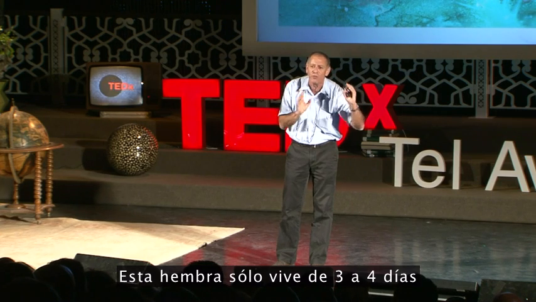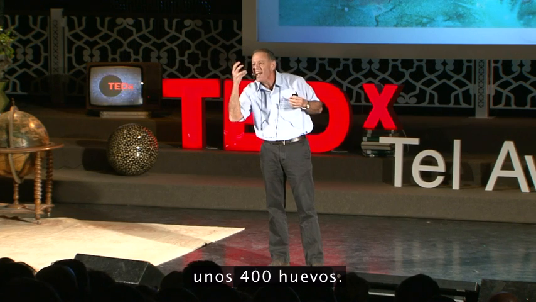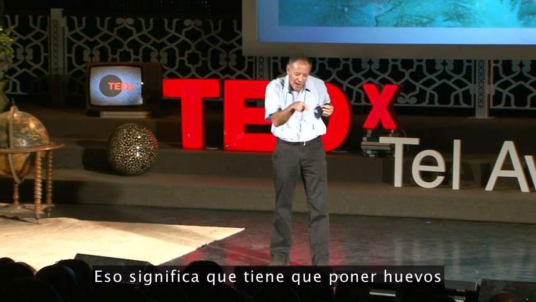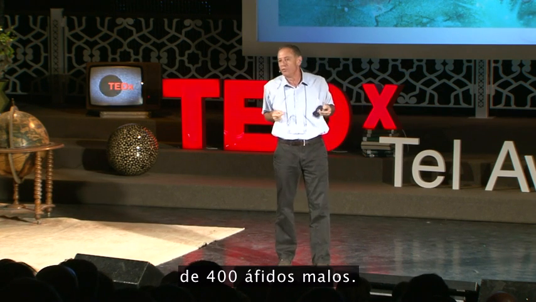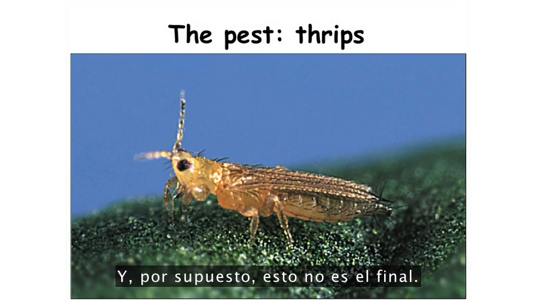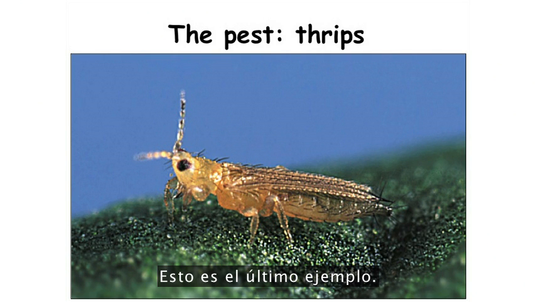This female can live only 3 to 4 days, and she needs to give rise to around 400 eggs. That means she has 400 bad aphids to put her eggs into their body fluids. And this is, of course, not the end of it. There is a whole wealth of other natural enemies, and this is just the last example.